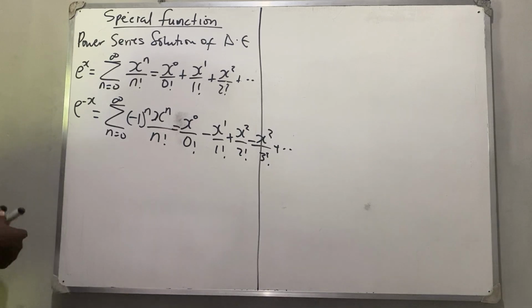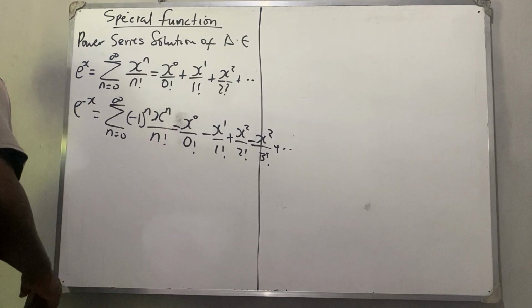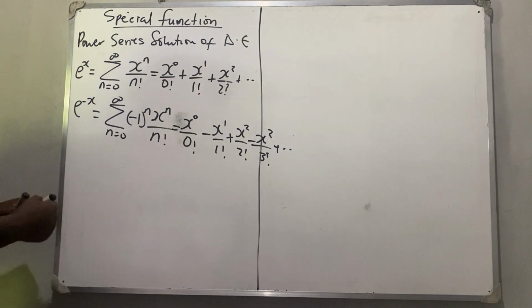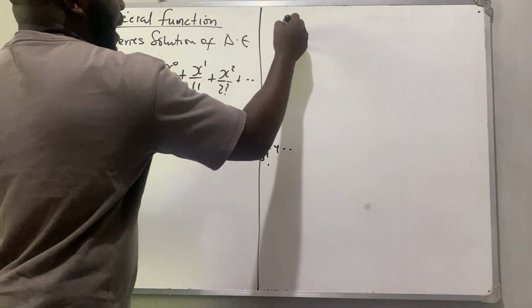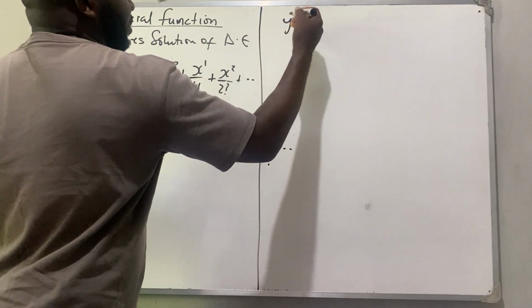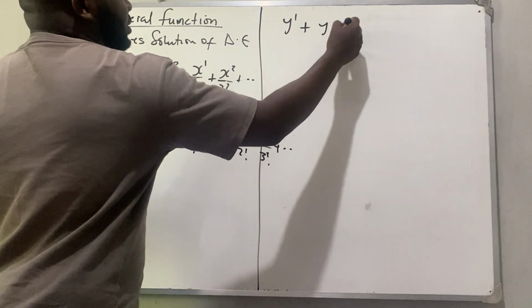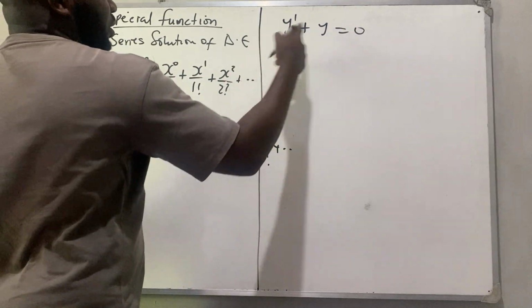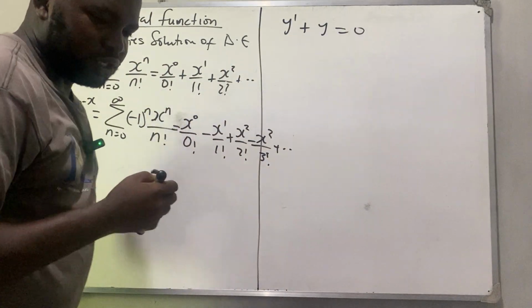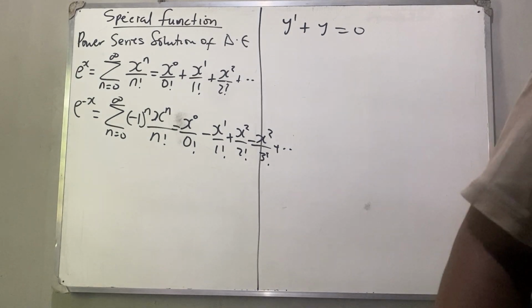Okay. Now for a differential equation, maybe a differential equation whereby we have that y prime plus y is equal to 0. We are asked to solve this. This is a first order linear differential equation.